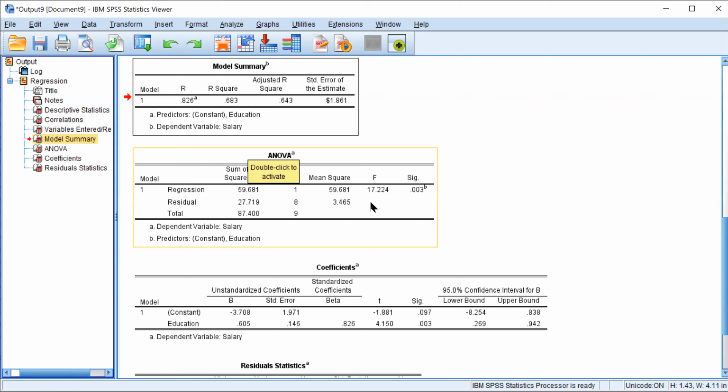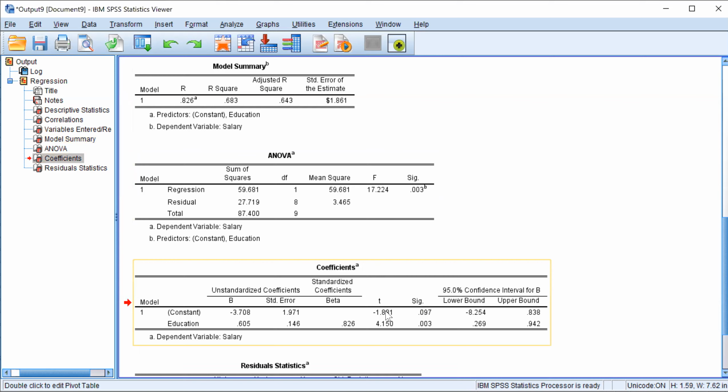The next table is the ANOVA table, and basically this is a test of the regression model. Since we only have one predictor, it's just a test for that one predictor. It comes out significant, because the sig value is less than 0.05. This means we have a significant regression model, or basically the predictor is significant in predicting the outcome. The next table is the coefficients table.